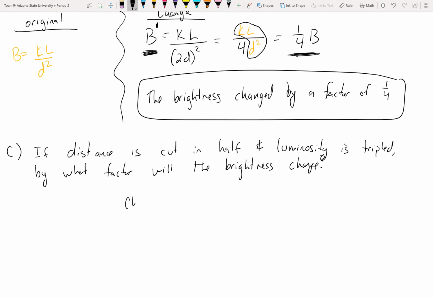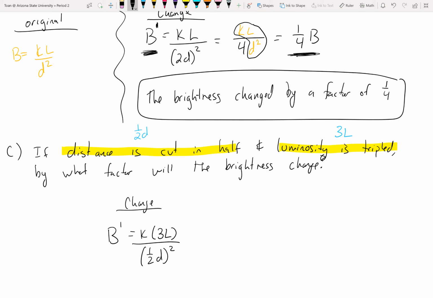So let's do the change. I'm going to do B prime because it's the new brightness, equals, and all I'm going to do is substitute the changes that they tell me. The changes are that distance is cut in half and luminosity is tripled. Hopefully everyone agrees that distance cut in half is 1/2 D. Tripling the luminosity is 3L. So then do those substitutions: K 3L over (1/2 D) squared. And then all you got to do is just do math.